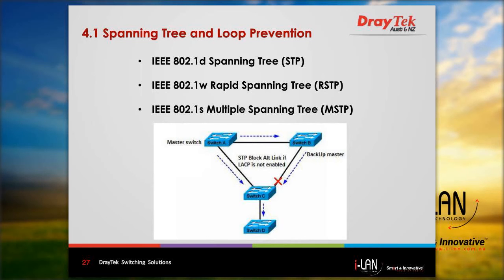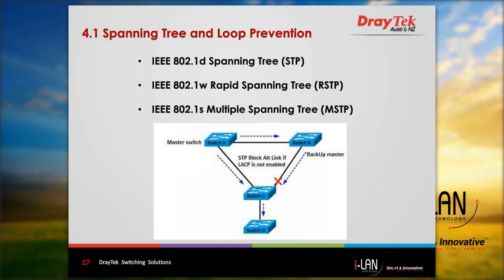And the spanning tree protocol is a network protocol that ensures a loop-free topology for any bridged Ethernet local area network. So DrayTek switches support 3 types of spanning tree protocols. These are the IEEE 802.1d spanning tree protocol, the IEEE 802.1w, and the IEEE 802.1s, that's the multiple spanning tree protocol. And the diagram here just gives you an overview of spanning tree.